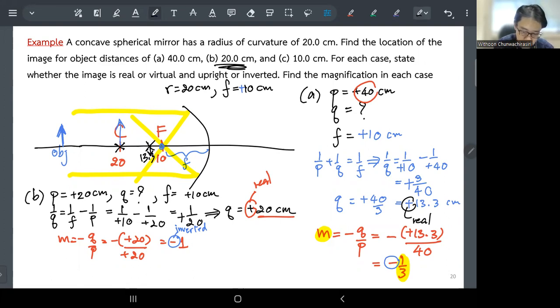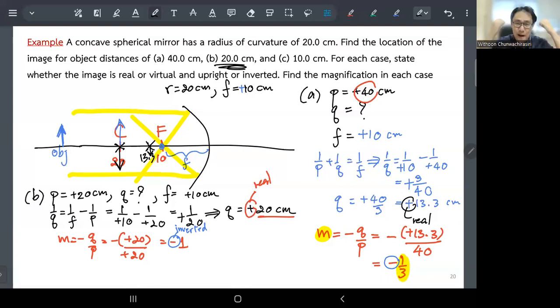So that's why your final image is just upside down. But no magnification or reduction or anything. It's the same size. You just flip it over because you go through reflection from the mirror. So the image location is right on the center of curvature. That's all. I mean, you guys follow, right?